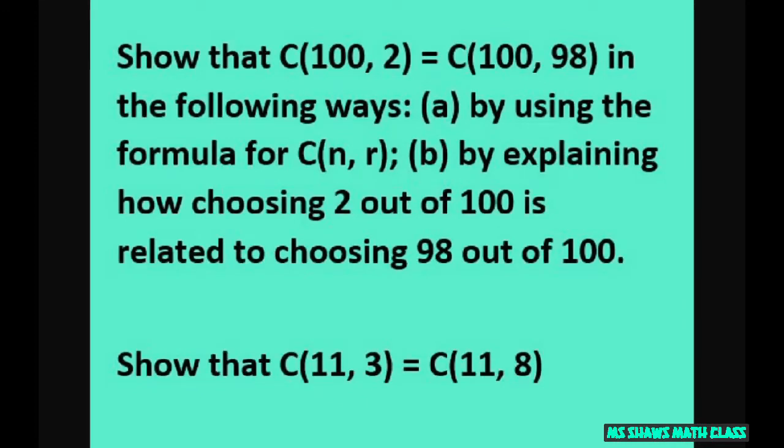Everyone. We're going to show that 100C2 equals 100C98 in the following ways. We're going to use the formula for combinations, and then we're going to explain how choosing 2 out of 100 is related to choosing 98 out of 100. And in the second part, we're going to do a little proof on this one.